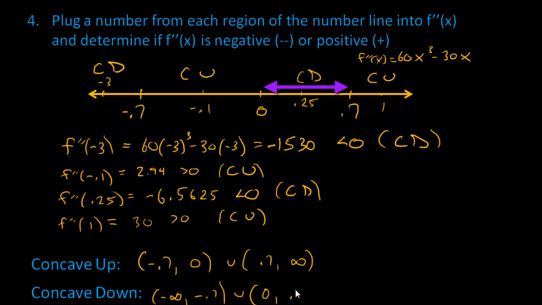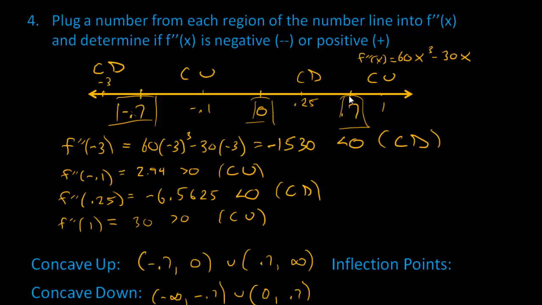0 to 0.7. So how about inflection points? Inflection points would be points on the graph, so they have to exist. So asymptotes and things like that don't count. But we change concavity at negative 0.7, 0, and 0.7. Notice, we're concave down, now we're concave up. Concave up, now we're down. Down, now we're up. So those are all points. But remember that inflection points are points, so we need to figure out the y value.